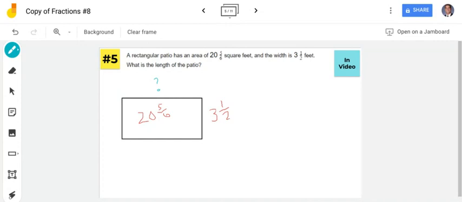So how do we find the area of a rectangle? Remember, the area of a rectangle, A, equals L, that's a cursive L, length times width, right? Well, let's plug in what we know. We know the area is 20 and 5/6. Bring my equal sign down. Do we know the length? No, we don't know the length, so I'm just going to leave it as an L. Do we know the width? Yes, we do, right? The width is 3.5.